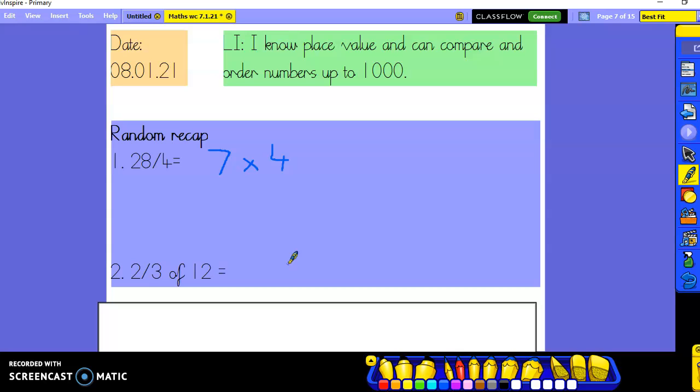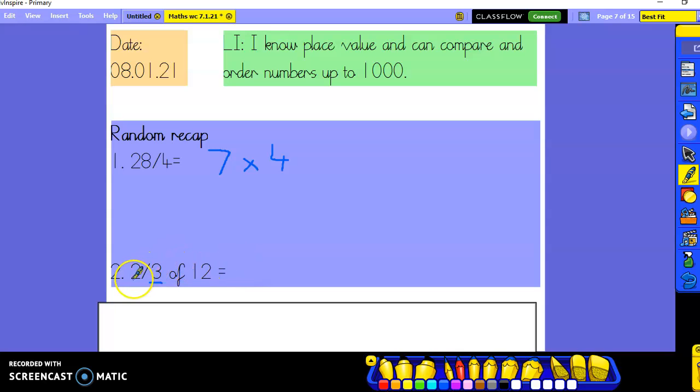2/3 of 12. Well, we remember now when we looked at working out fractions of questions, we looked at the denominator, which is the secondary number, the one that goes at the bottom. And that will be the times table figure we work from, looking at the answer of 12. So how many 3s go into 12? That would give us 1/3. So how many 3s go into 12? The answer to that is 4.